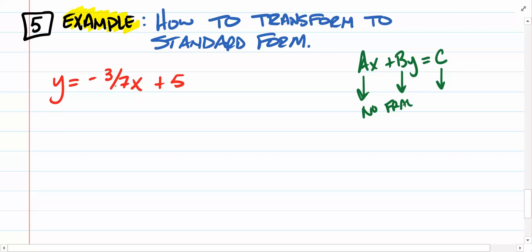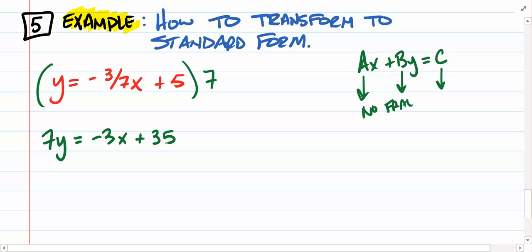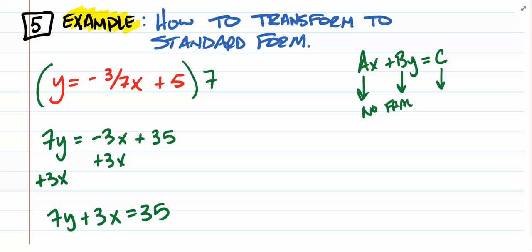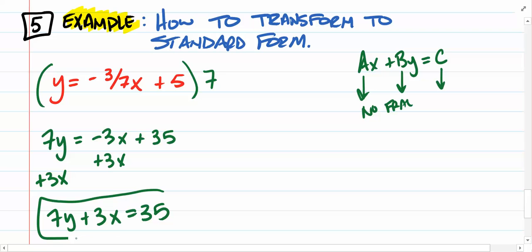So here's what we're going to do first. We're going to multiply the whole thing by 7 to get rid of my fraction. That's going to give me this: 7y equals negative 3x plus 35. Okay? Now I just want to make it look like Ax plus By equals C. So I'm going to add 3x to both sides. And I would get 7y plus 3x equals 35. So because the 7 and the 3 are both integers, we have put this into standard form.